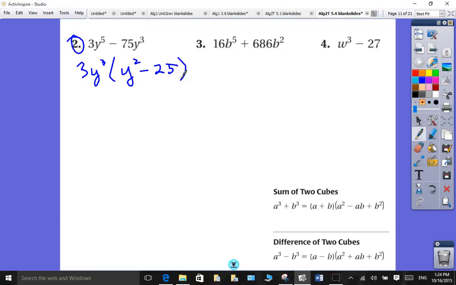What is it? Difference of squares. So how does that factor? 3y to the third times y minus 5 times y plus 5. Right? That's just difference of squares.